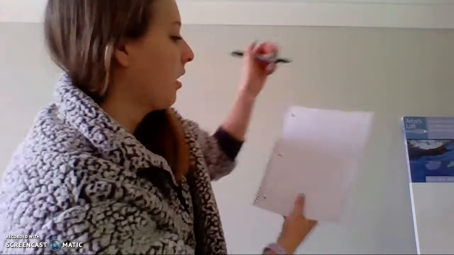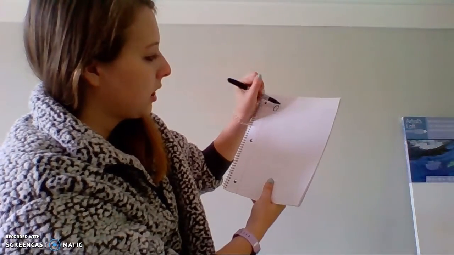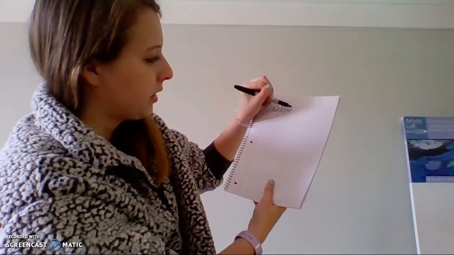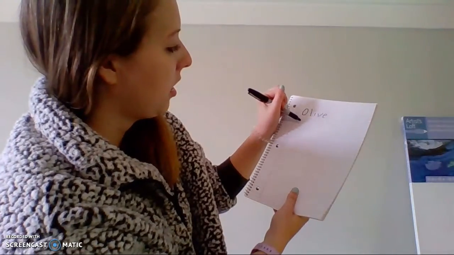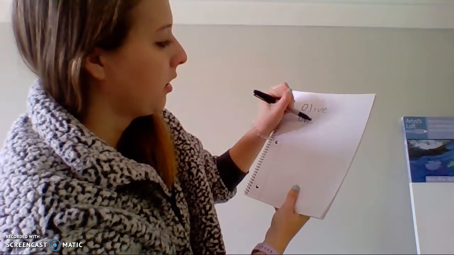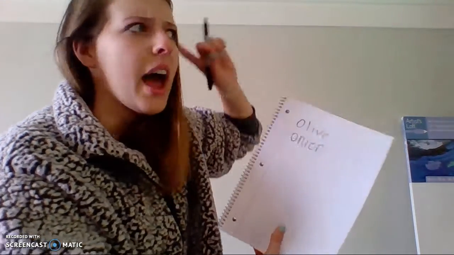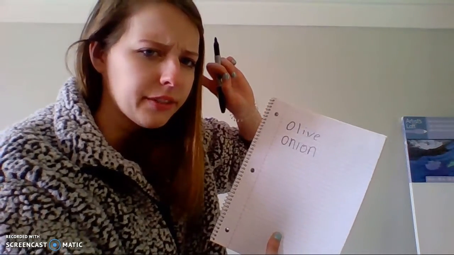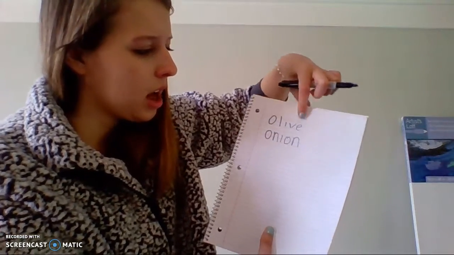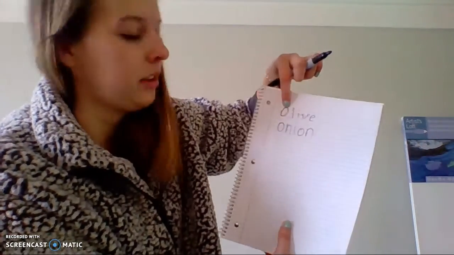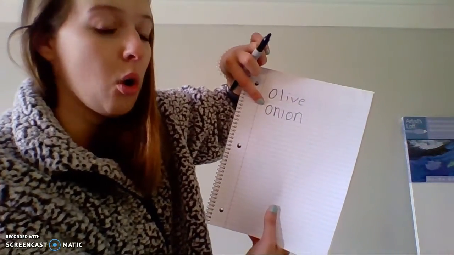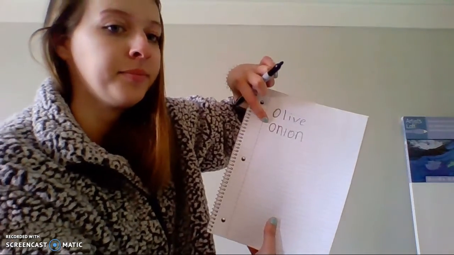I can write the word olive. I can write the word onion. Oh, there's two O's in onion. I also hear that the O's make different sounds. In the word olive, O says /ah/. In the word onion, O says /uh/.